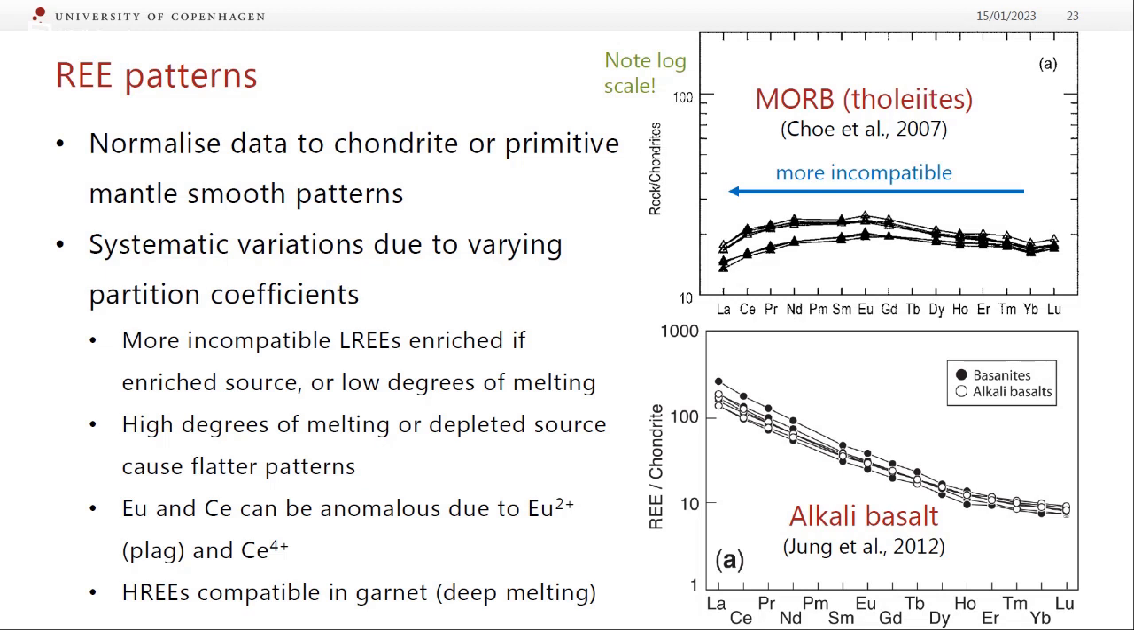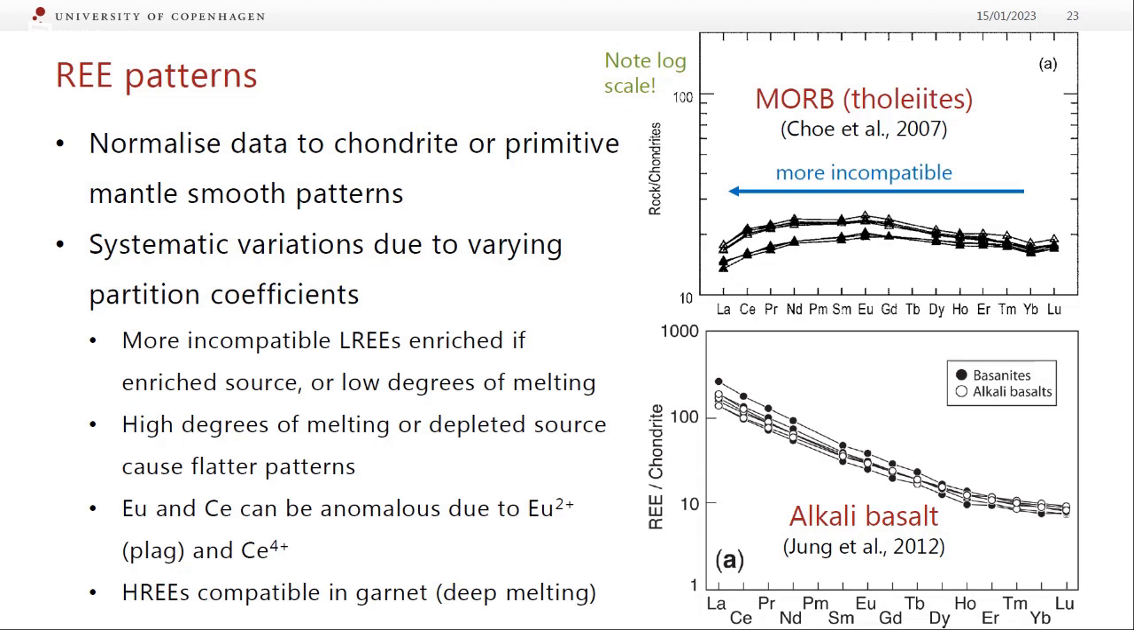The other reason we can get kind of flat or even these sort of declining patterns is if the source is already depleted. So this is the case for mid-ocean ridge basalts. We have relatively high degrees of melting, maybe about 20%, and we have a source that is already depleted, so it's already had some of the light rare earths removed preferentially over the heavy rare earths. Alkali basalts, which tend to be much lower degrees of melting, are enriched in light rare earths compared to the heavy rare earths. There's a couple of special behaviors that you need to be aware of.